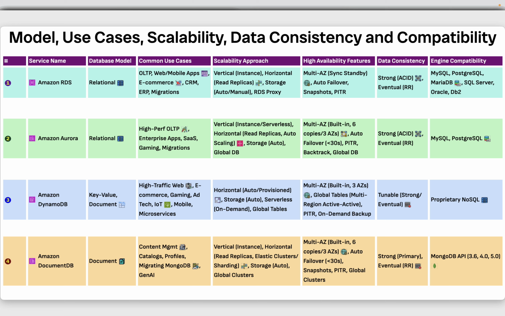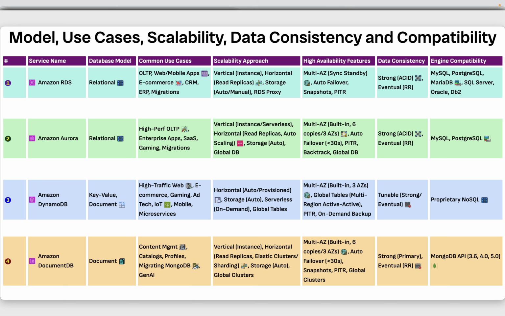Then comes DocumentDB. Database model is document, so it's something like JSON documents, and most of the time you can have schema-less JSON documents. Common use cases are content management, catalogs, profiles, migrating if you want to migrate MongoDB, and generative AI. Scalability approach is vertical, instance based, and horizontal, and within horizontal you have read replicas, elastic clusters and the sharding feature. Then storage is automatic and it offers global clusters.